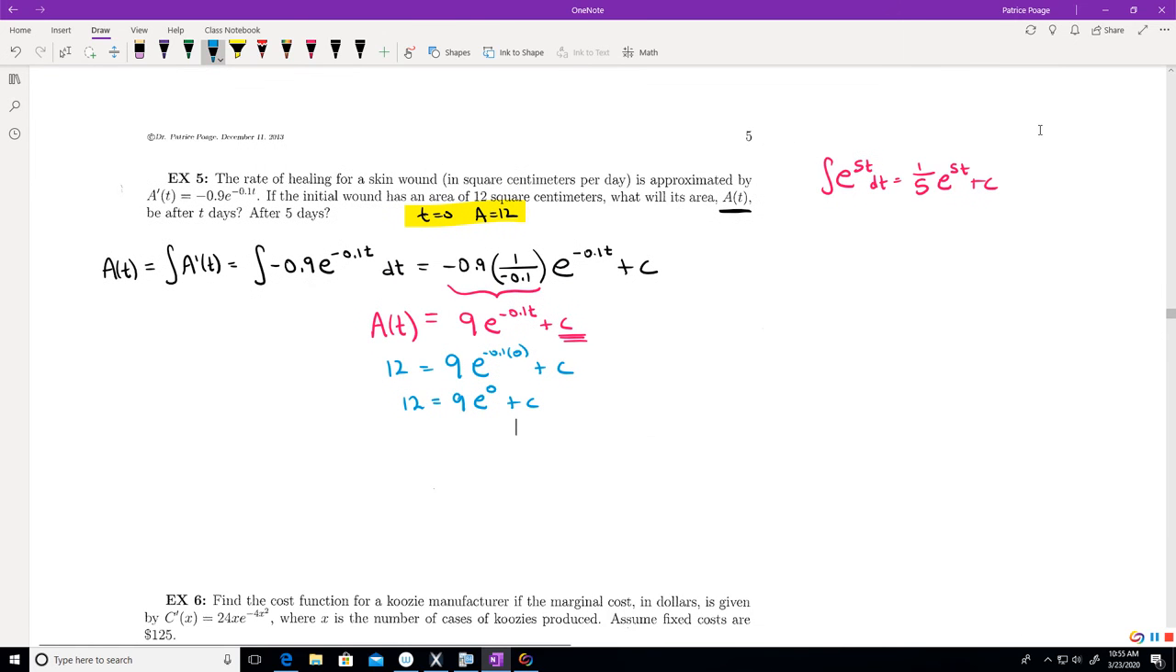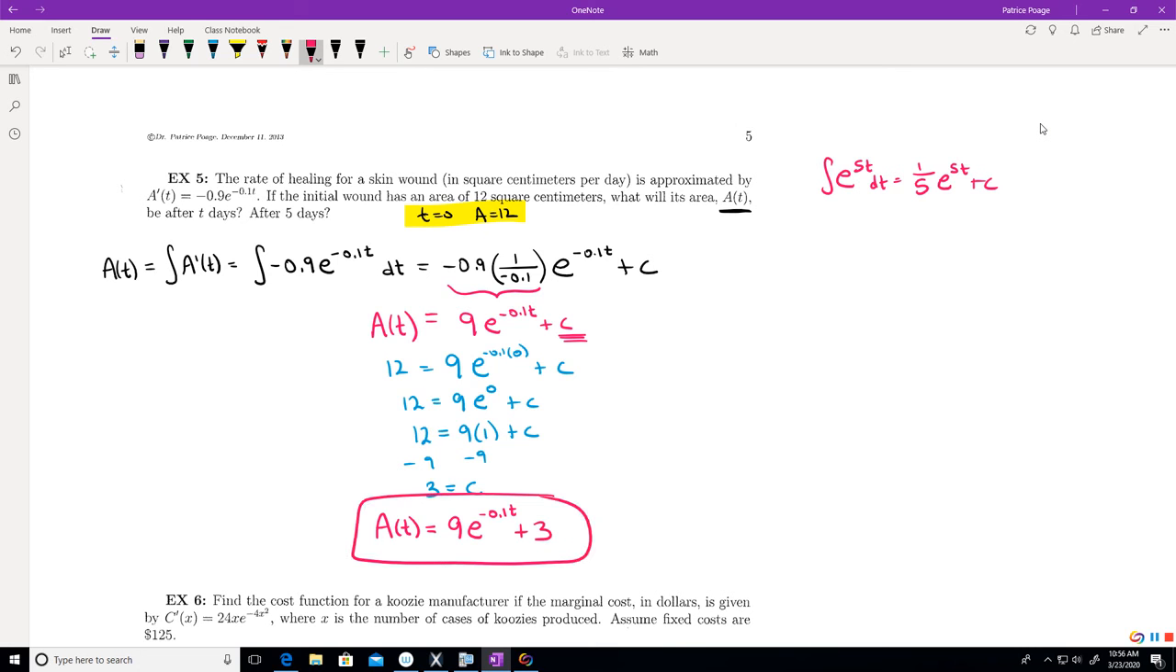E to the 0, if you don't know what that is, type it in your calculator, but e to the 0 equals 1. So this is 12 equals 9 times 1 plus c. Subtract my 9 from both sides and we get 3 equals c. And so the area, A of t, is 9e to the negative 0.1t plus 3. That is the area function. And that's after t days, just in general.